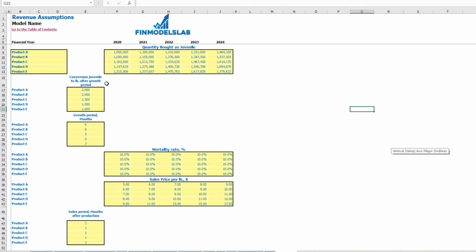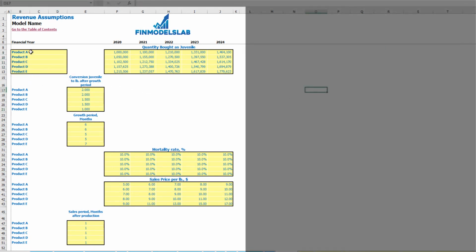On the Revenue tab, you may see the main revenue drivers. So let me show you how it works. First of all, you have up to 5 different product categories. You may change the names like AAA, BBB, or any name of production you would like to use. You have up to 5 categories. If you don't need, for example, 2 of them, you can just clean these values and you will have only 3 products in your model.